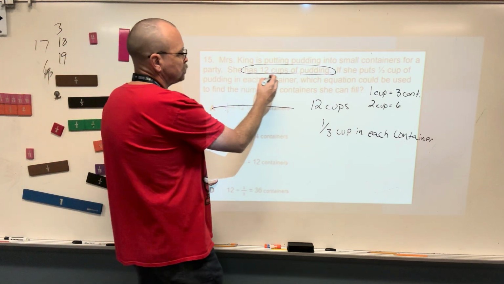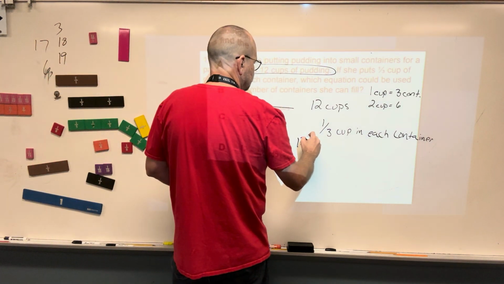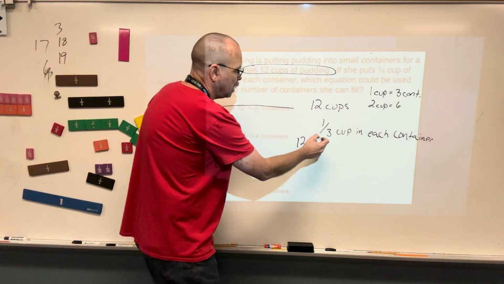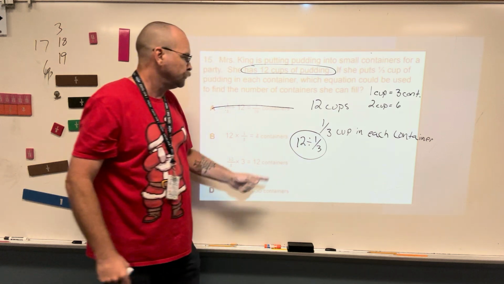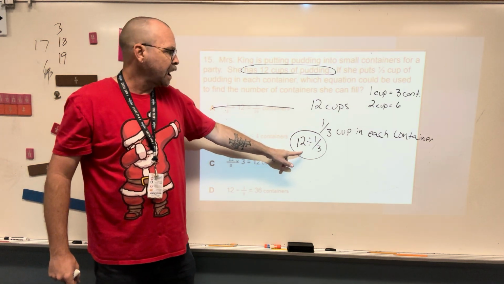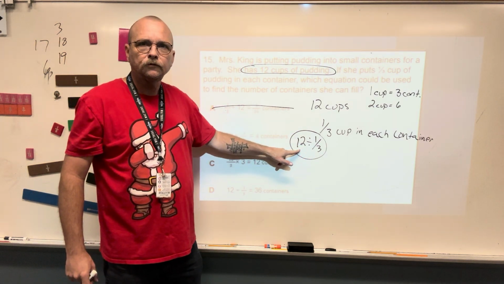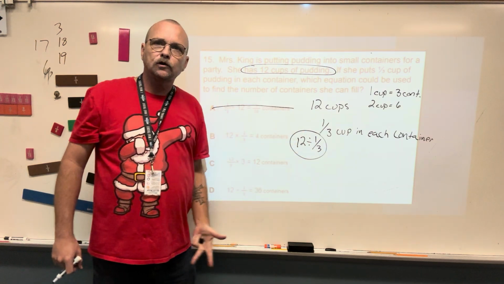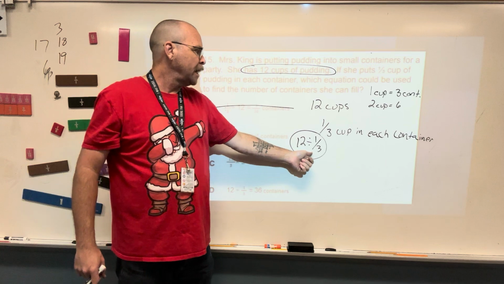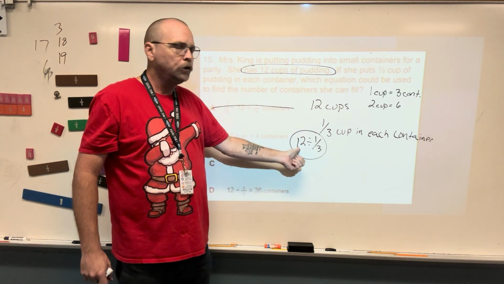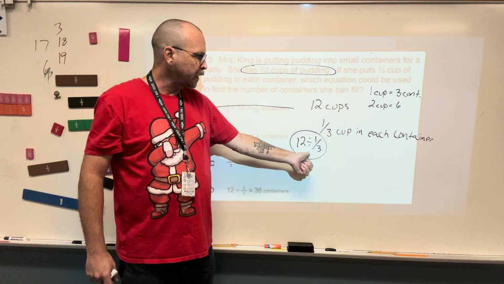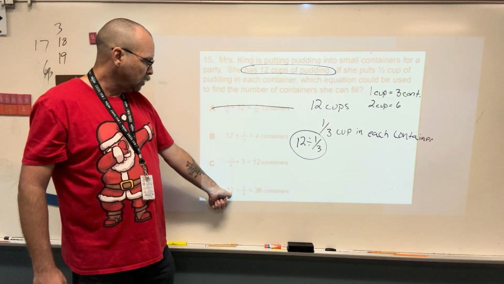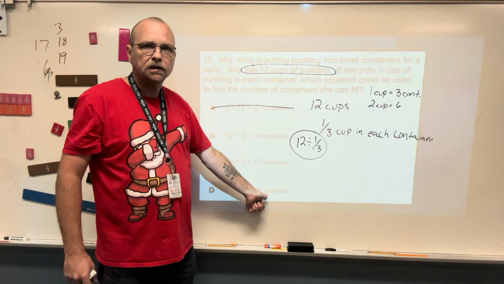So what we did is we started with our 12 cups and we divided that into groups of 3. So we have a whole number divided by a unit fraction. This is asking how many thirds are there in 12. So there are 3/3 in 1, 6/3 in 2, 9/3 in 3. A whole number divided by a unit fraction equals a whole number. So a whole number, 12, divided by 1/3 equals 36.